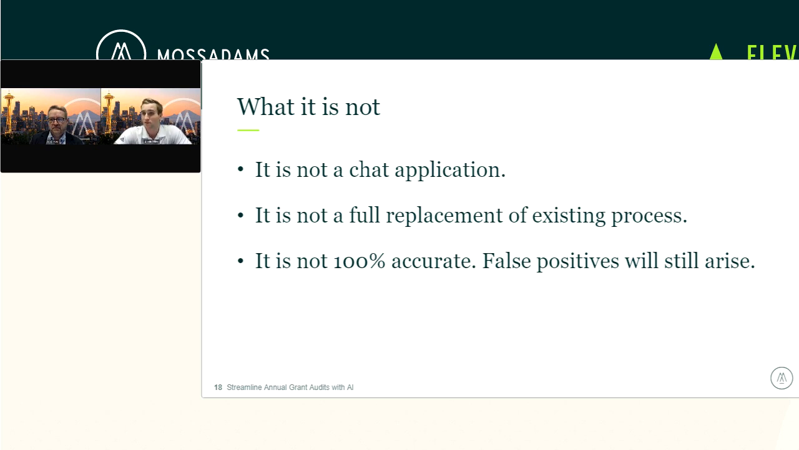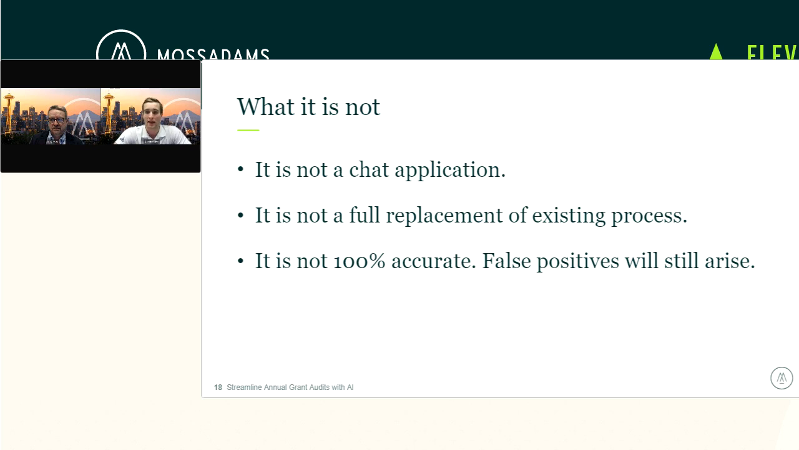It's also not 100% accurate. False positives will arise. This is something that's inherent. You've maybe heard of the hallucination problem when it comes to chat applications. False positives will exist anytime AI is involved.